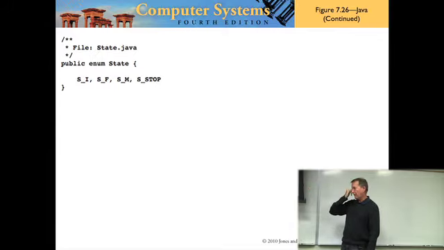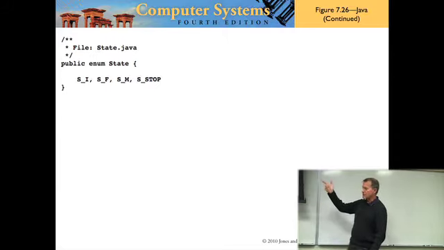Were these I, F, M just from the figure? Yeah, those were just from the figure. I, F, and M, so it'd be S underscore I. And then you always have to include this extra stop, and that stop is what terminates. So you never do a switch with a case stop, because once you set the state to stop, the test at the bottom of the loop to terminate the loop is if stop.